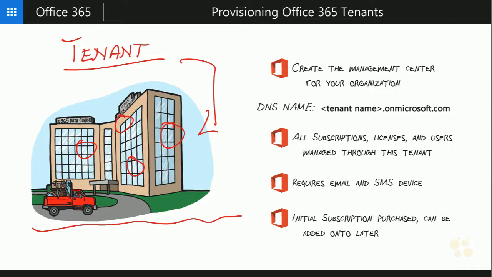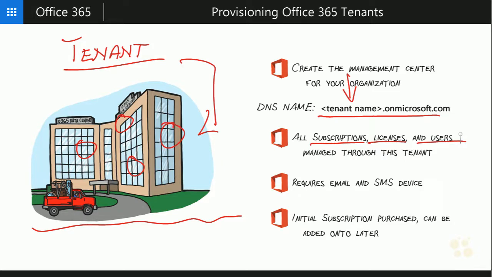The tenant name is really, really important, first of all. You're going to get a DNS name that is .onmicrosoft.com with your tenant name up front. So your tenant name has got to be DNS friendly. It can't have all the crazy characters that aren't allowed in DNS. And it's got to be unique, globally unique. So think about what you want your tenant name to be. Set that up appropriately. Once you've set up your tenant, all of your subscriptions and licenses and user accounts will be managed through this tenant.